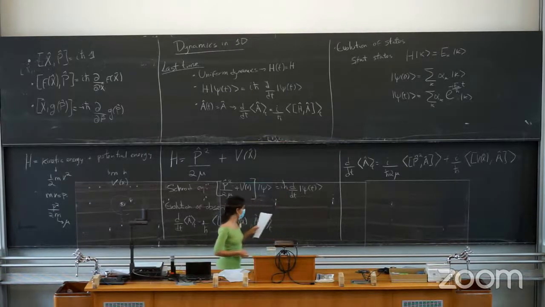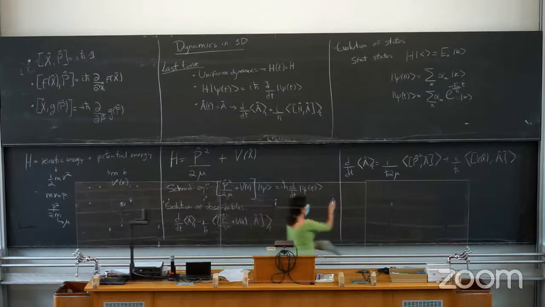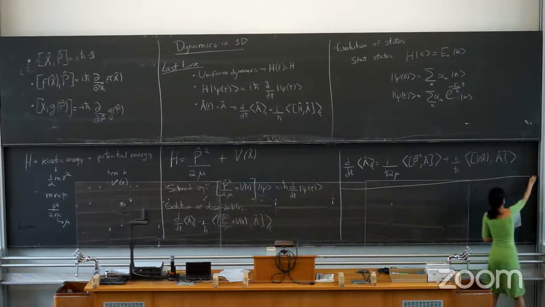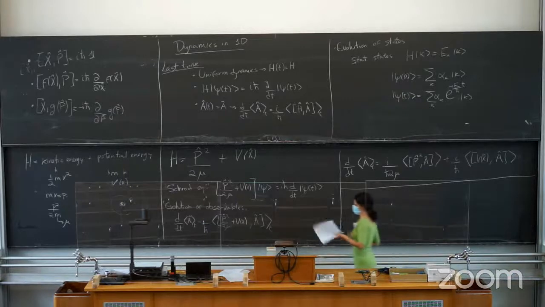So let's see examples for the two observables that we know so far, which are the position and the momentum.